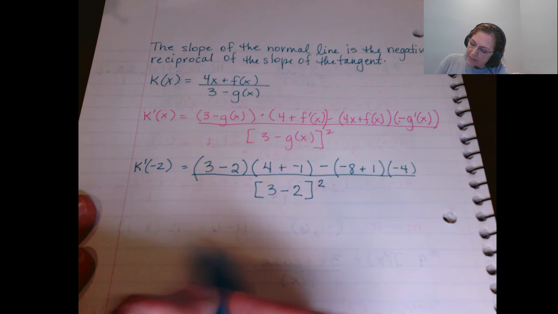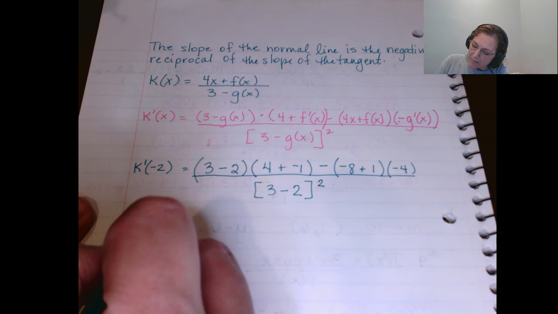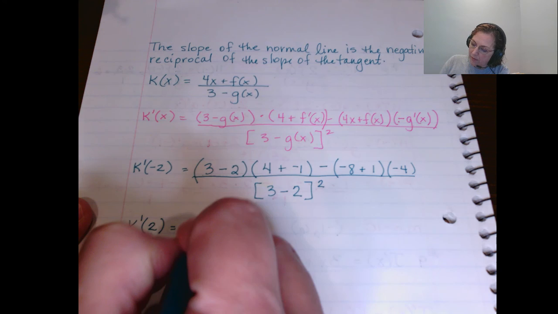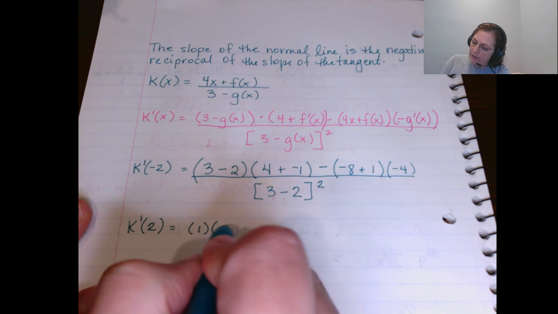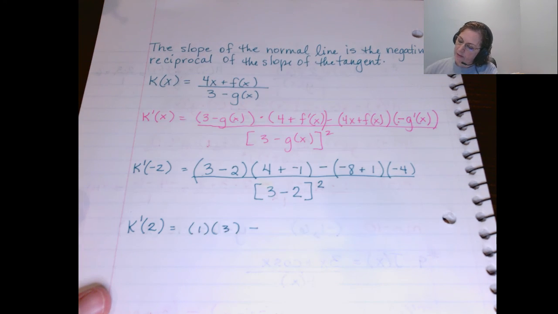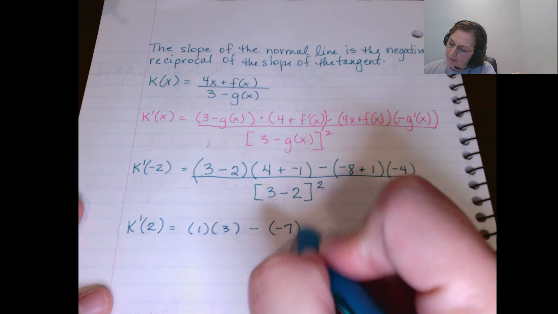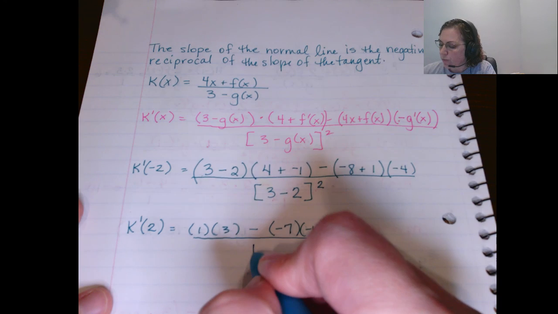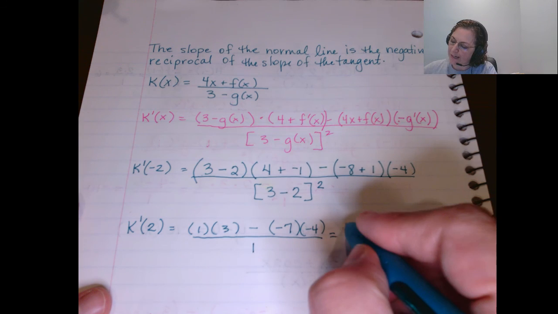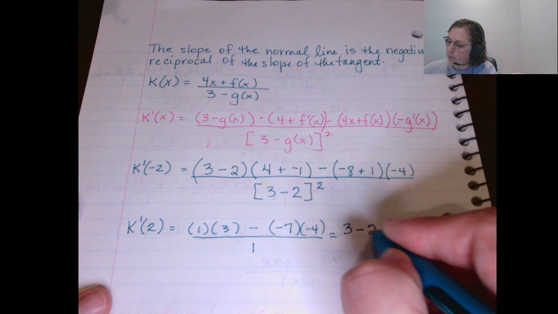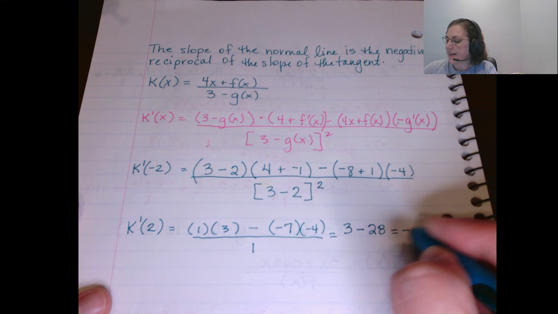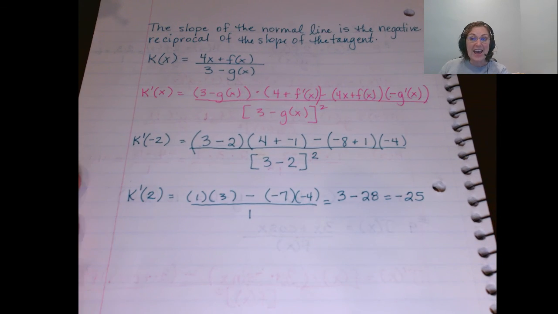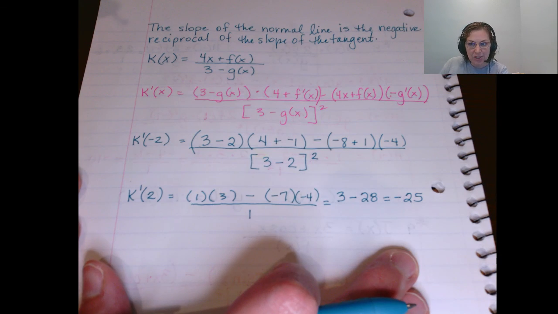All right, now we've got to simplify this. So I've got k prime of -2. This is 1. This is 3 minus, then I've got -7 and -4, and this is over 1 squared, or just 1. Getting a little simpler each step. 3 minus 28, which would be -25. That is the slope of the tangent line.